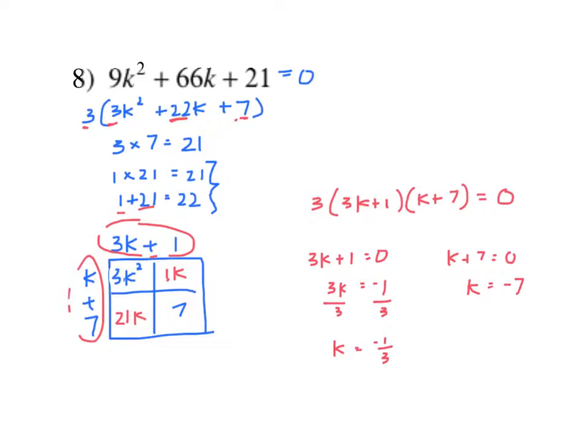Sometimes you see it written, and you probably know this, but you would just write k equals -1/3, comma, -7. Those would be my two solutions.